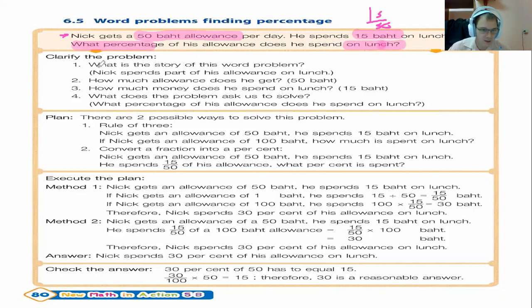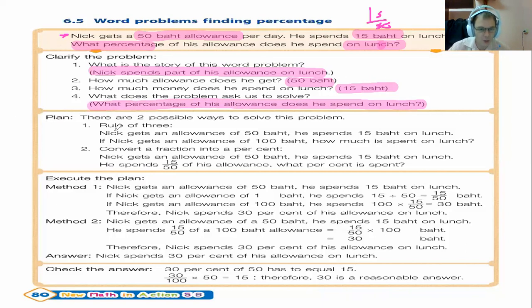Okay. So what's the story of the word problem? Nick spends some of his money to buy lunch. How much does he get? 50 baht. How much does he spend? 15 baht. What does the problem ask us to solve? What percentage of his allowance does he spend on lunch? So we already have all the information we need.